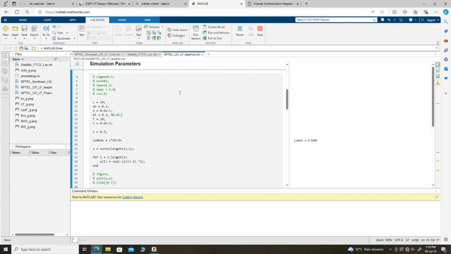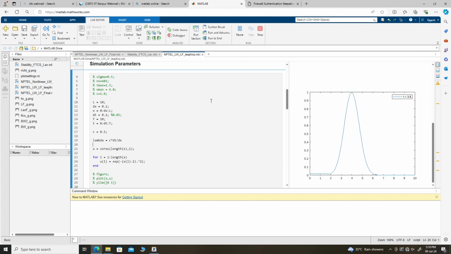Now it is running. You can see that it is showing busy, so that's because it is running. Let me just stop it here.